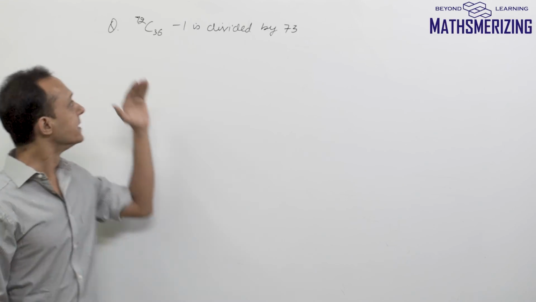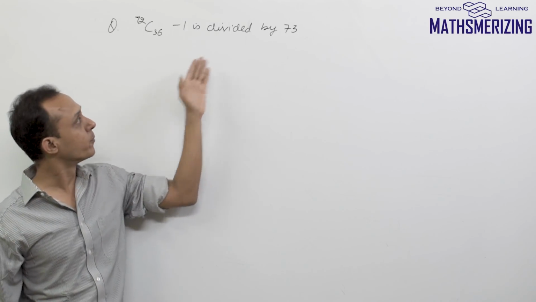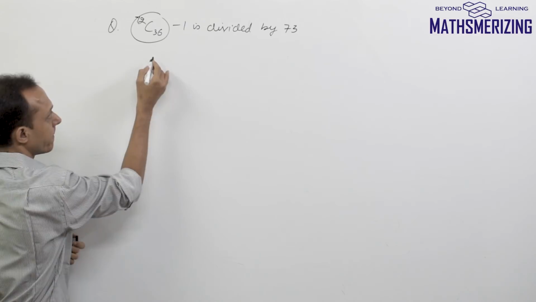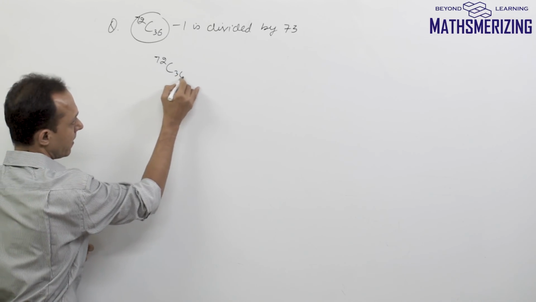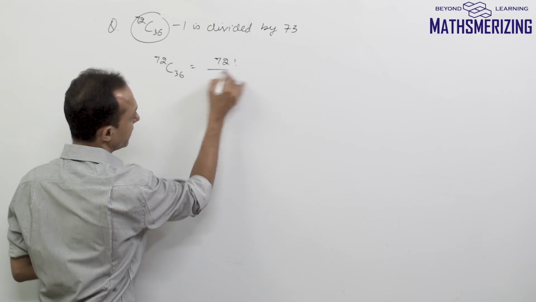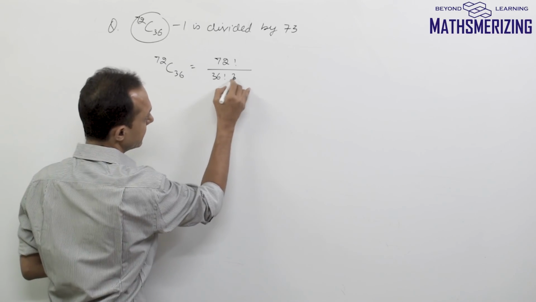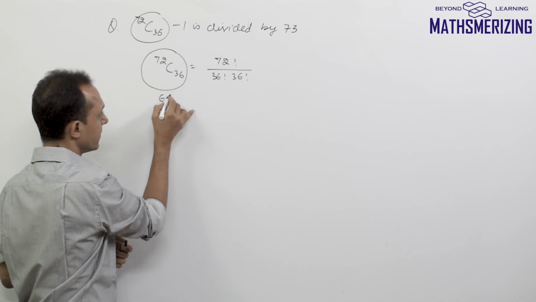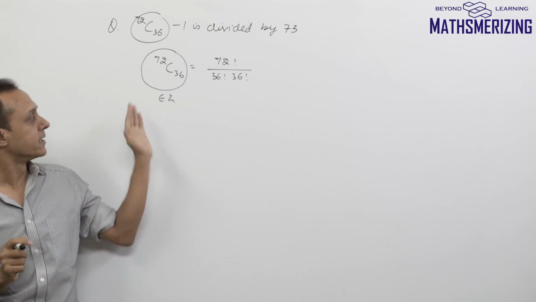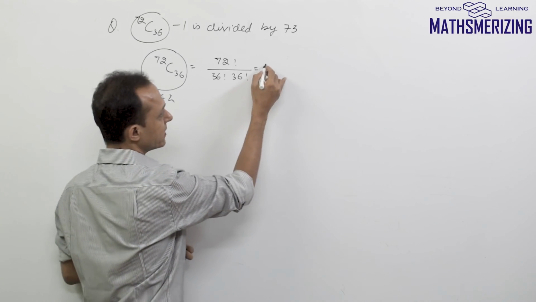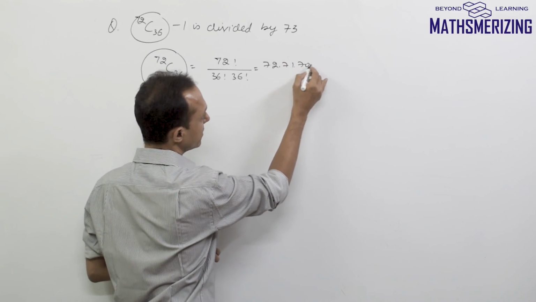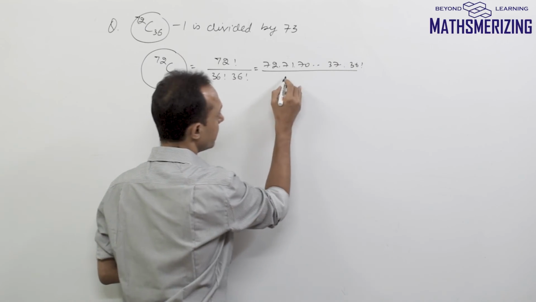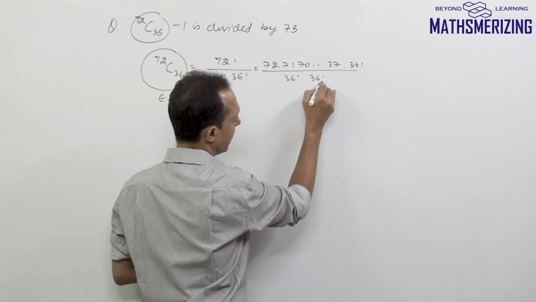So the question is 72C36 minus 1, and we have to prove that it is divisible by 73. Now I'll start with 72C36, and we can write it as factorial 72 upon factorial 36 and factorial 36, and we know that any binomial coefficient is a positive integer, right? So 72C36 is an integer. Now I'll write this 72 factorial as 72 into 71 into 70 up to 37, and then factorial 36, and then factorial 36 and factorial 36.